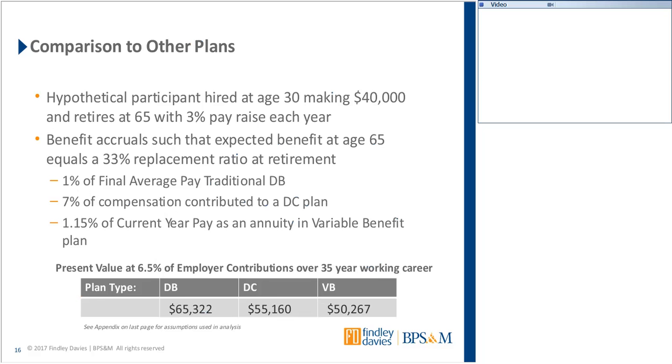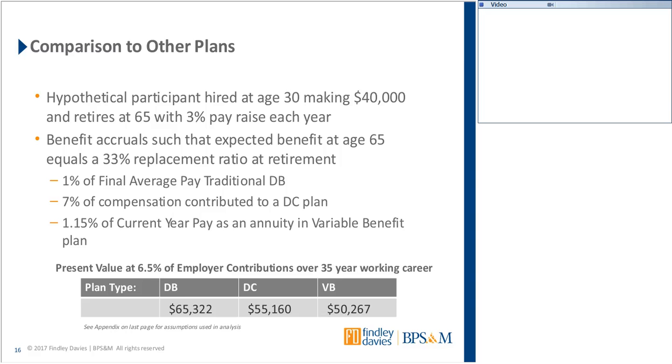So to show this example a little bit further, we have yet another example where we are looking at a hypothetical participant who was hired at age 30, making $40,000 a year, and they're going to retire at age 65, and we're going to give this participant a 3% pay raise each year. So I've developed a final average pay traditional DB plan, a defined contribution plan, and a variable benefit plan, with different percentages here. But the idea is that at age 65, all 3 of these plans, based on the assumptions built into the model, will provide the same amount of retirement income regardless of the plan design for our hypothetical participant.